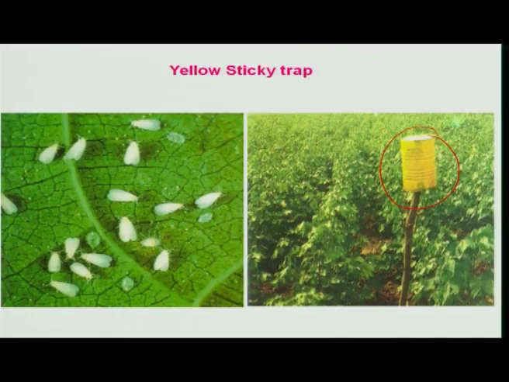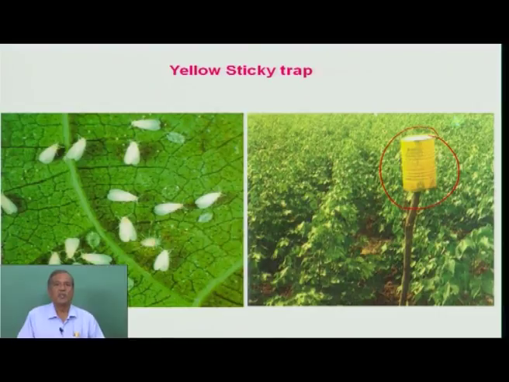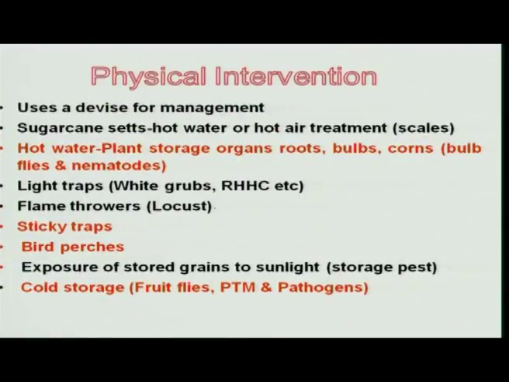So this is one of the simple devices to trap insects and then reduce the population under a given ecosystem. Then we have another important physical device, that is flamethrowers, which can also be simply called bonfires, or setting up of a fire in the open field.